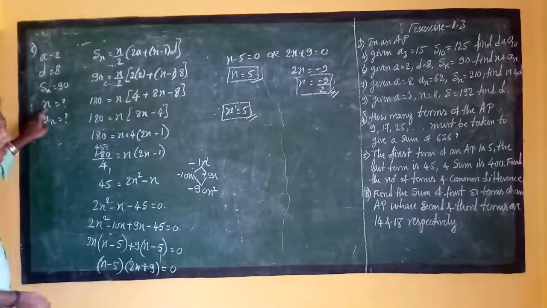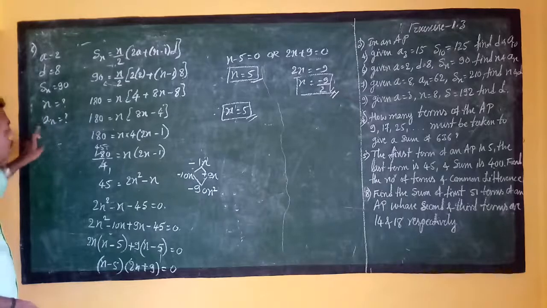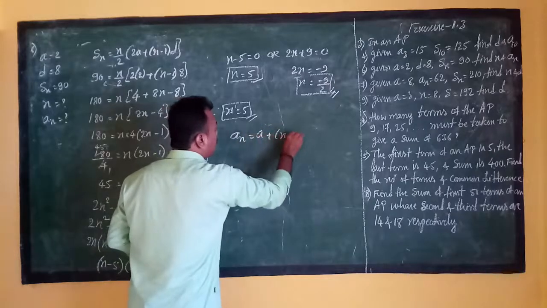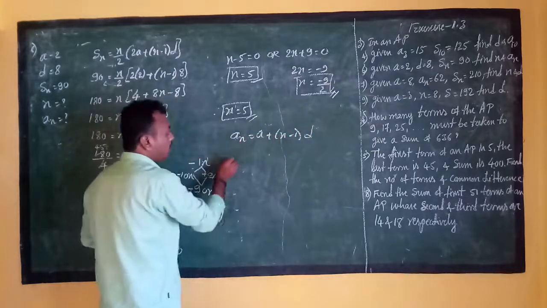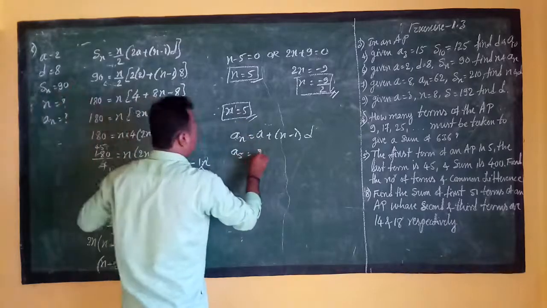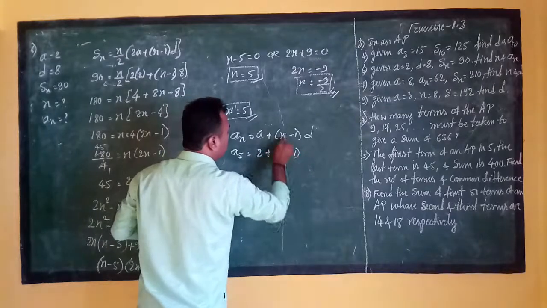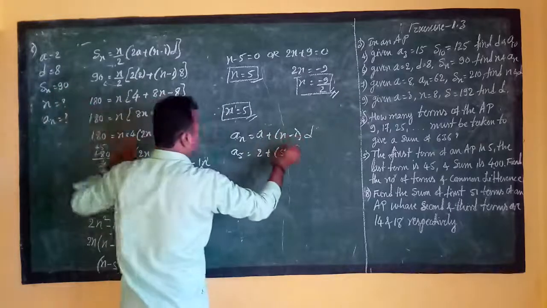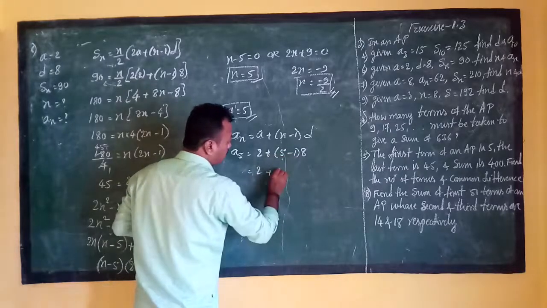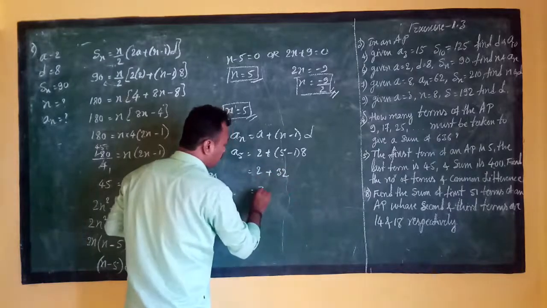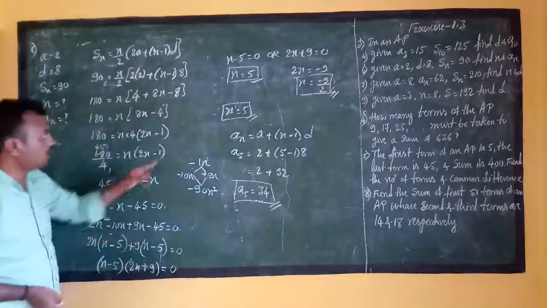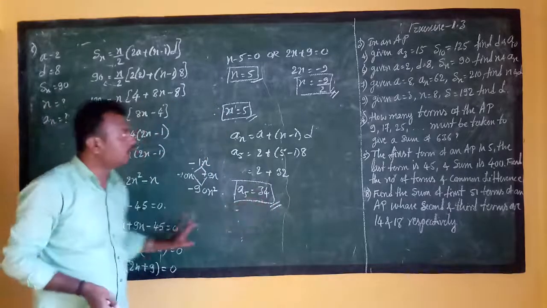So first n already calculated. Next we have to calculate an. So an is equal to a plus n minus 1 into d. Yes, students. So an we have to calculate. n means 5. a5 is equal to, a means already given 2, plus 5 minus 1, d means 8. Now 2 plus 5 minus 1, 4. 4 8s are 32. So 32 plus 2, 34. This is a5. This is an. So therefore n is equal to 5 and an is equal to 34 in the given question.